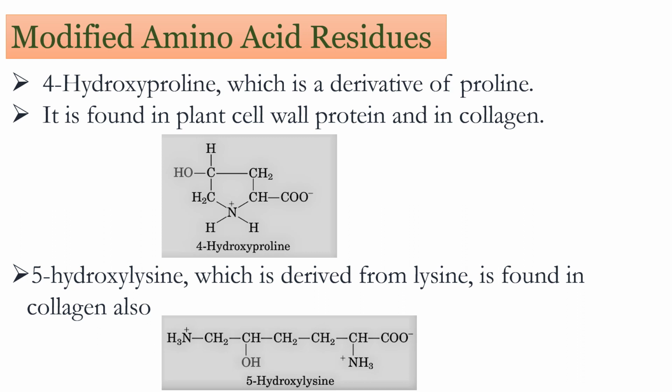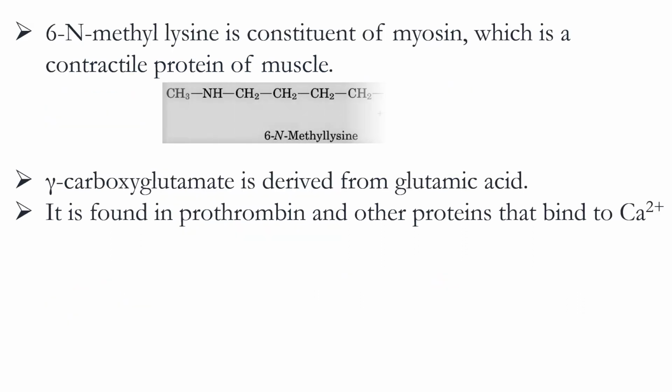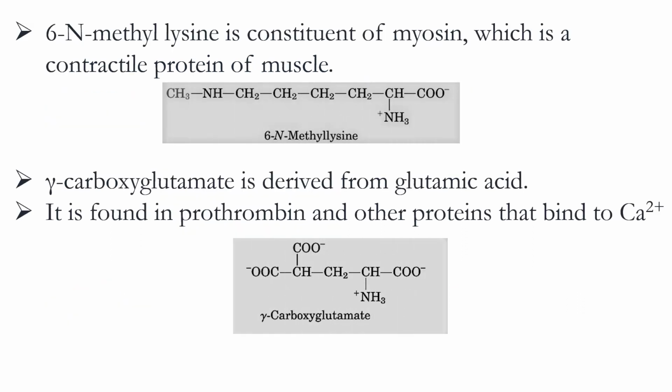Then let's discuss the modified amino acid residues. Other than the 20 common amino acids, proteins also contain modified amino acids like 4-hydroxyproline, which is a derivative of proline. It is found in plant cell wall protein and in collagen. Collagen is a fibrous protein of connective tissues. And then 5-hydroxylysine, which is a derivative of lysine, is found in collagen also. And 6-N-methyllysine is a constituent of myosin, which is a contractile protein of muscle. Then gamma-carboxyglutamate, this is derived from glutamic acid and is found in the blood clotting protein prothrombin and other proteins that bind to Ca2+ ion.